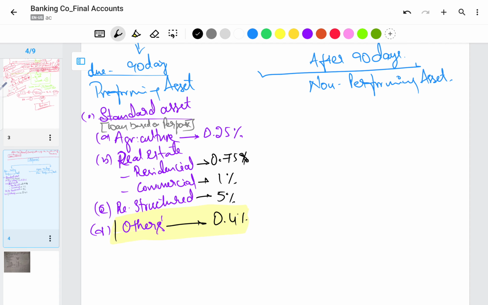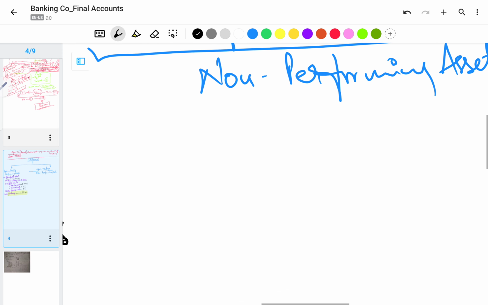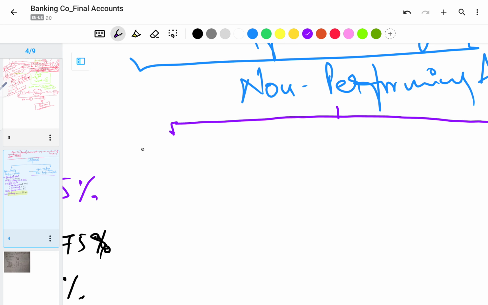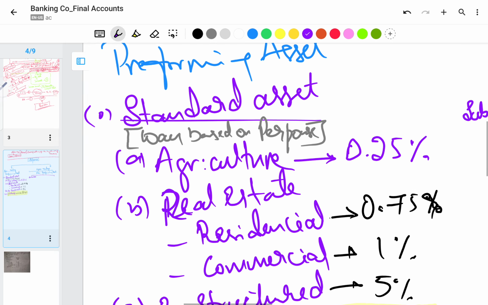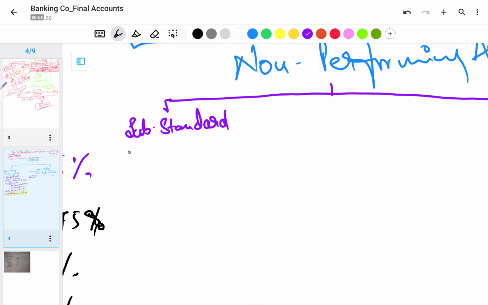Again, under non-performing assets, we have to concentrate on three groups. First, substandard: this is when, after 90 days of being a performing asset, after the due date, the 90 days have been completed, then it is considered a substandard asset.